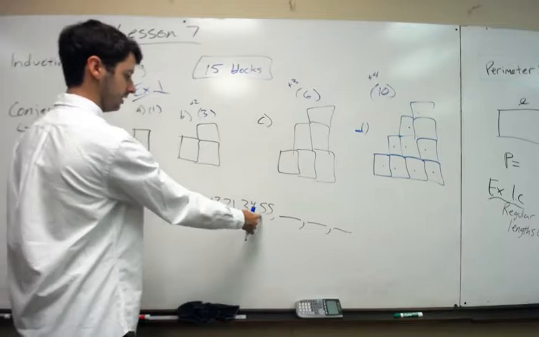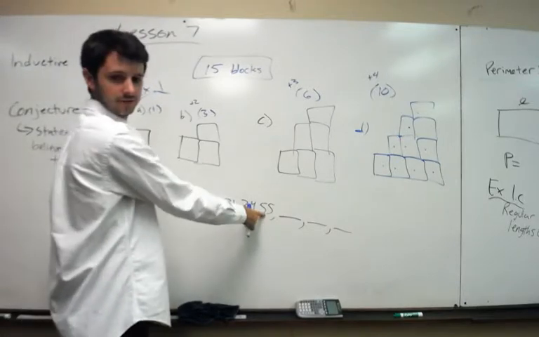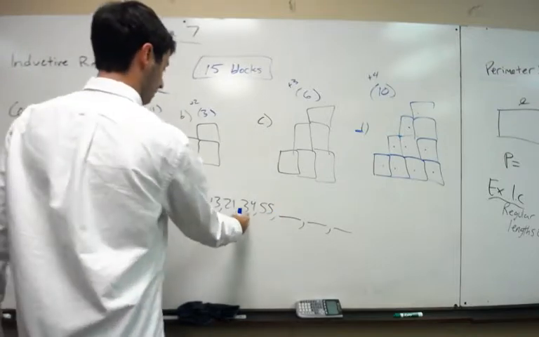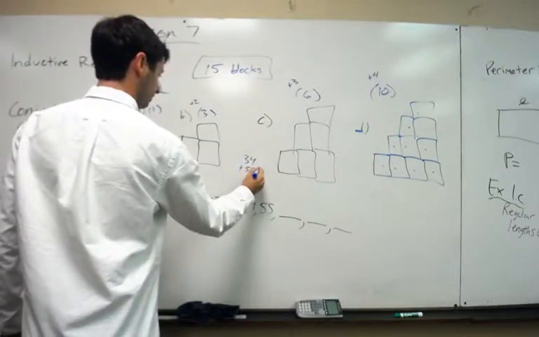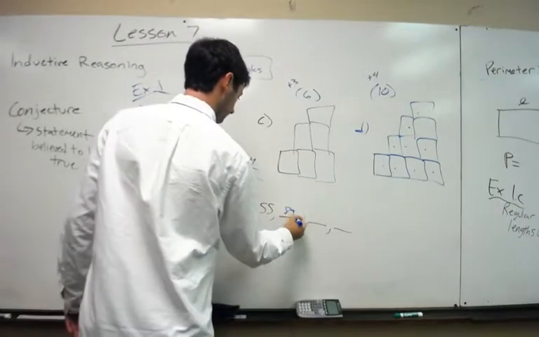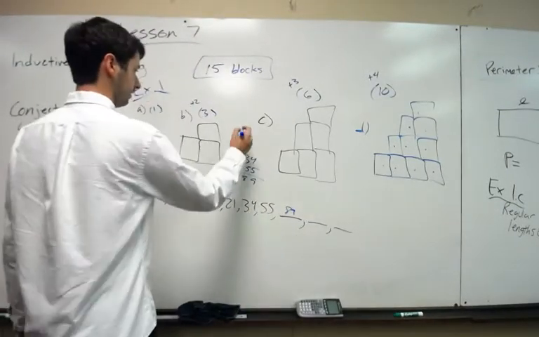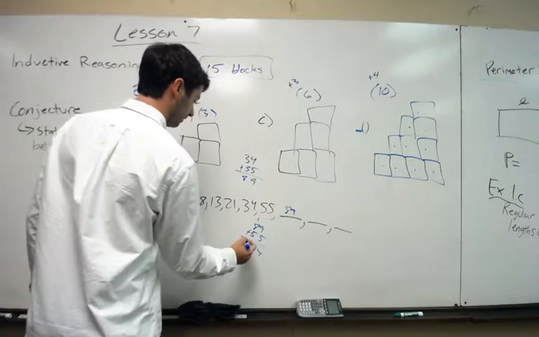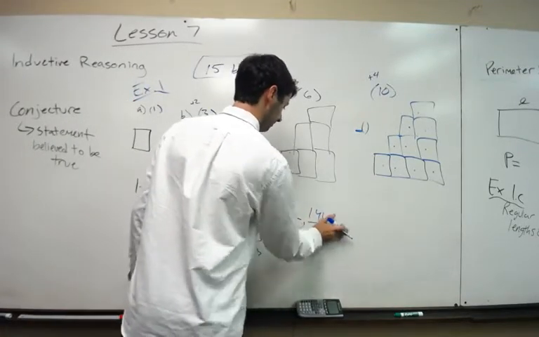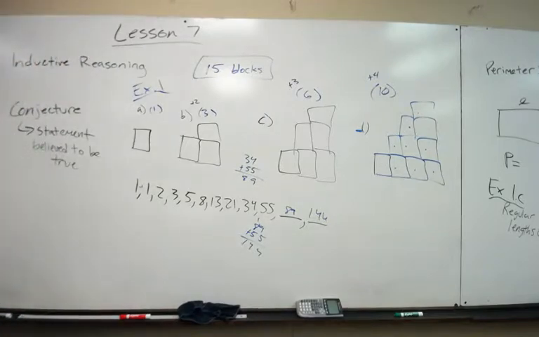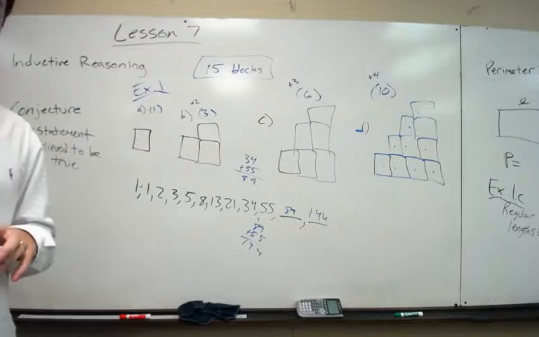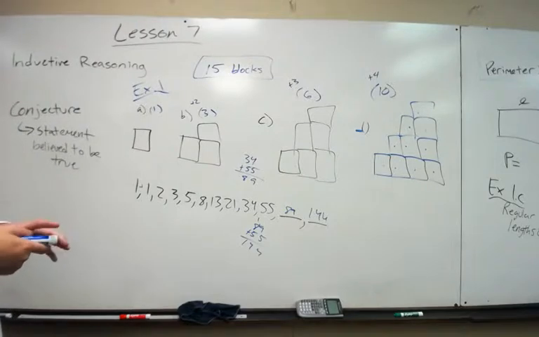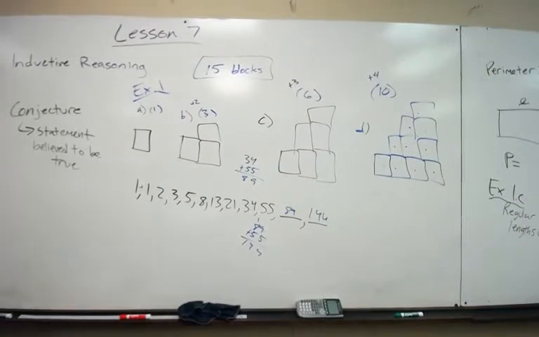So getting to the end, 21 plus 34 is 55. So this blank would be 34 plus 55, 89. This blank would be 89 plus 55, 144. And we'll skip that blank. But the conjecture answer would be the value that comes next in the sequence is found by adding the 2 previous values. But that's all inductive reasoning is, and that's how you formulate a conjecture within that. So that's lesson 7. Moving on to lesson 8 in the book.